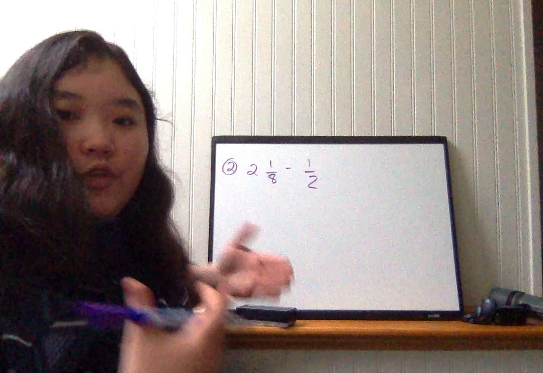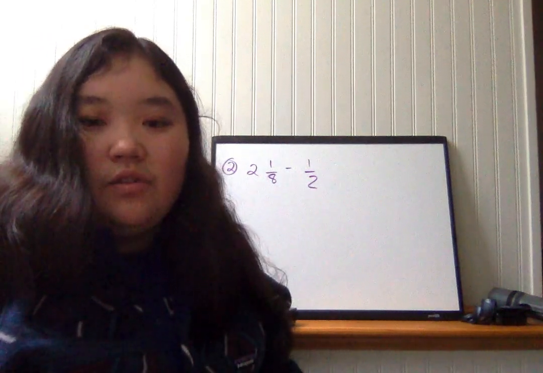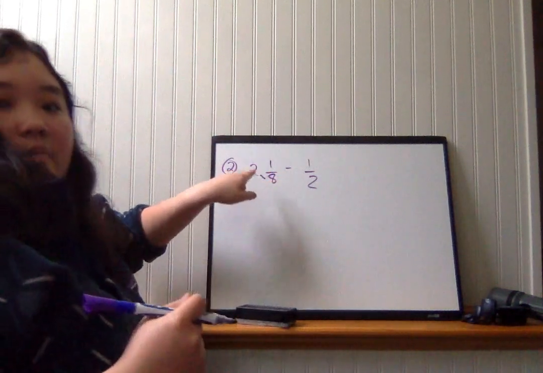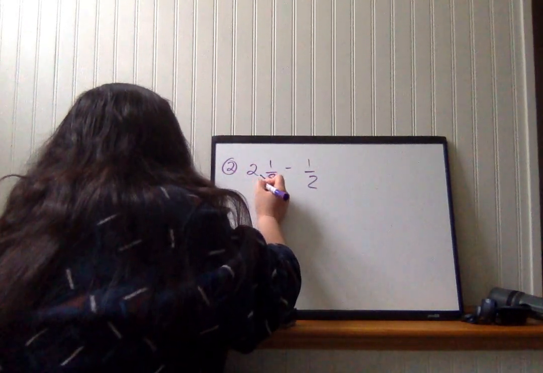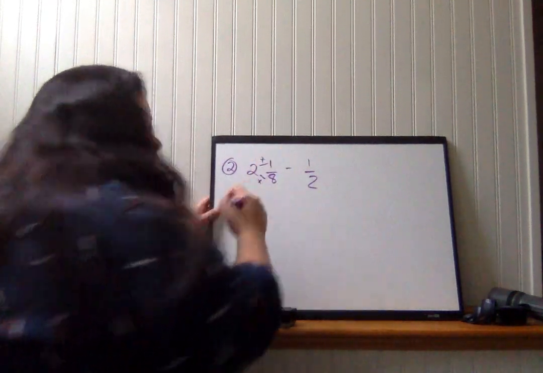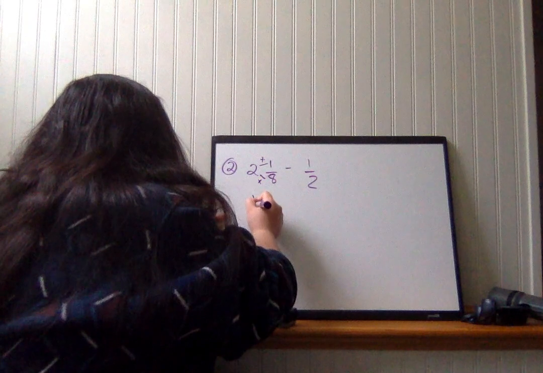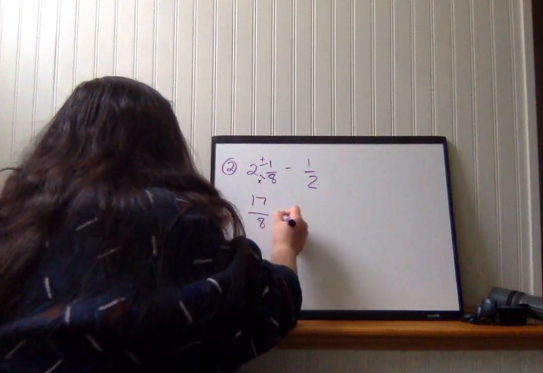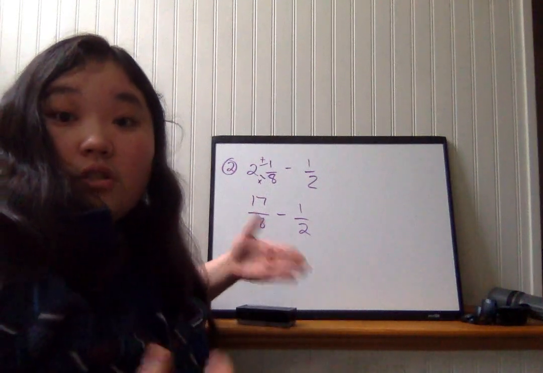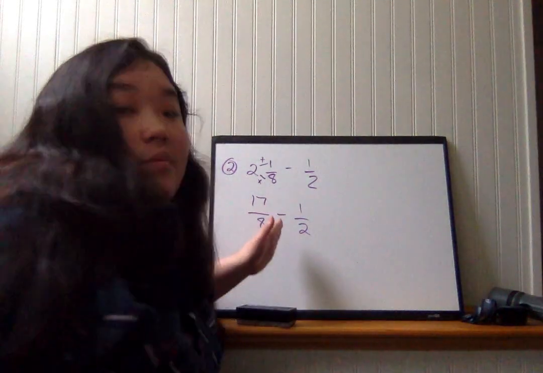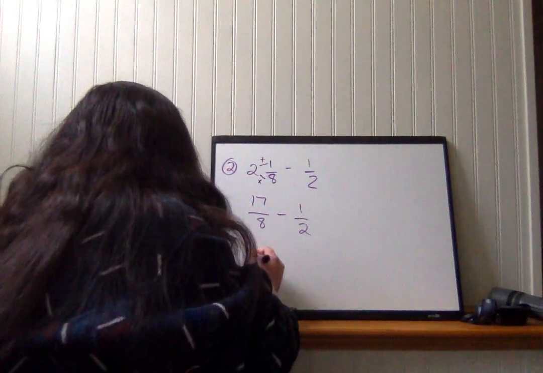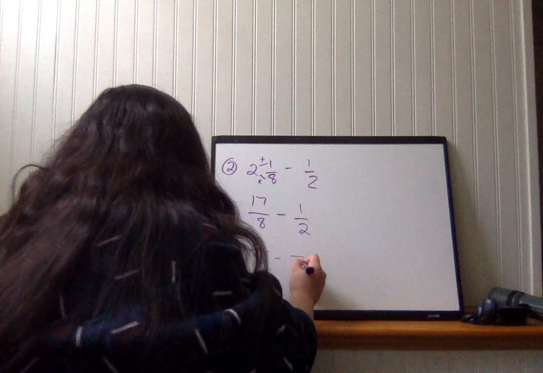Okay? So first we need to change that mixed number into an improper fraction. And remember what we have to do? We first multiply the denominator by the whole number. 8 times 2 gives me 16, plus the numerator, plus 1, is going to give me 17. So I'm going to have 17 over 8 minus 1/2. We know the common denominator for 8 and 2 is going to be 8, because I can't just simply subtract yet. I have to find the common denominator.